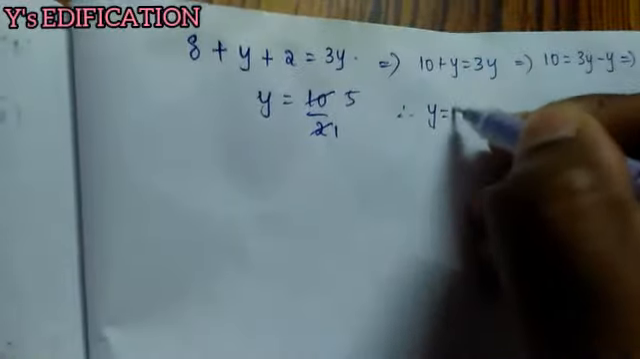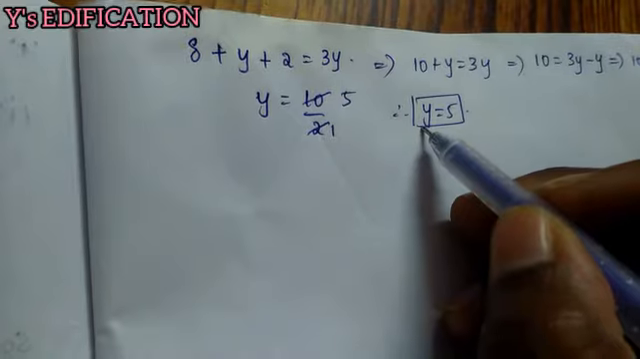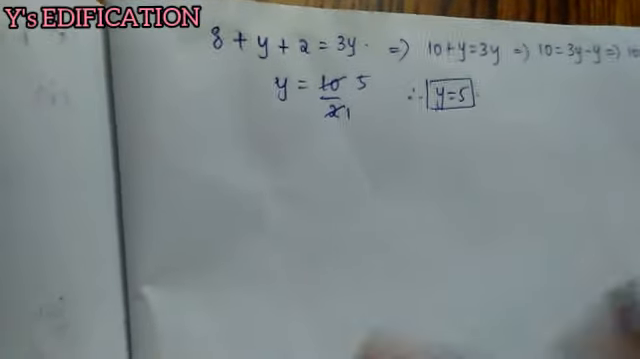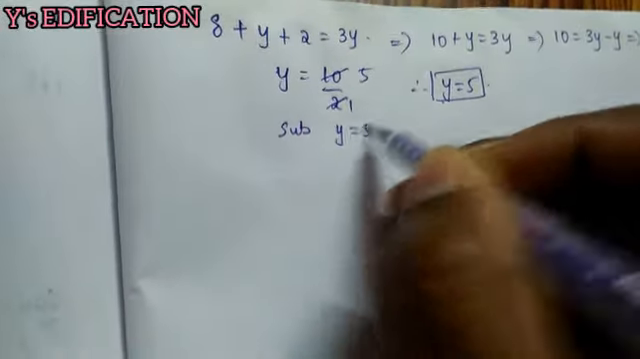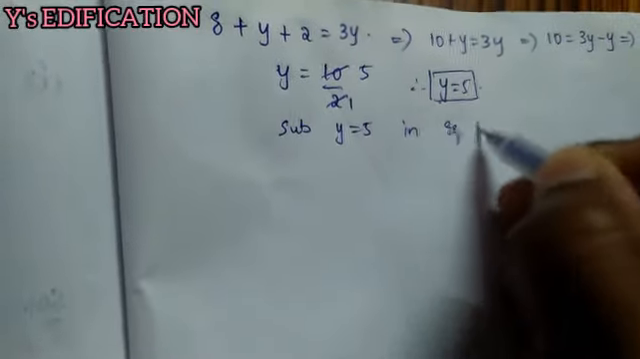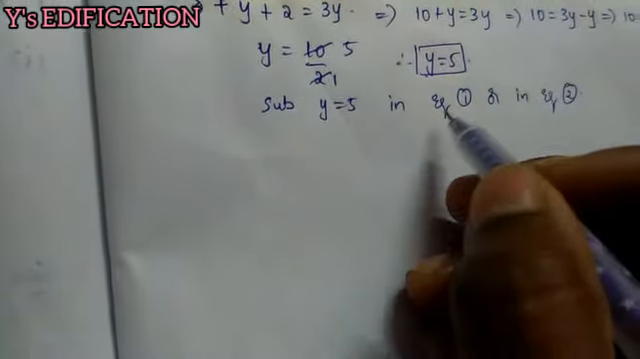So what is the value of y here? So one number is 5. So what is y? The smallest number is 5. We have to find the biggest number. We have to substitute y is equal to 5 in equation 1 or in equation 2. Any one equation is sufficient. I am going to substitute this in equation number 1.